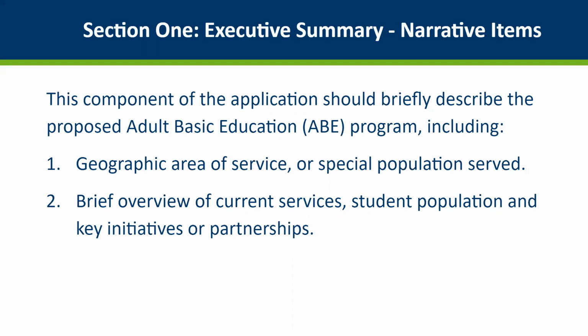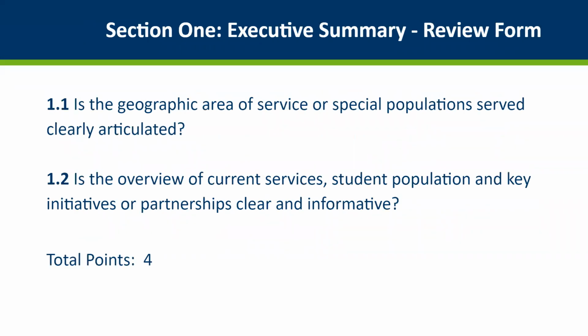On the next slide, this is an example of how you can use these questions from the review form as you are developing your responses. So when you're responding to this item that says, describe your geographic area of service, the review form asks, is the geographic area of service or special populations served clearly articulated? So these questions on the review form are there for you to use along the way, so that you know how reviewers are going to be looking at your response, what questions they're going to be asking, and also what the amount of points are that are associated with these different items and with the different questions. So we encourage you to be using this review form as you go along.